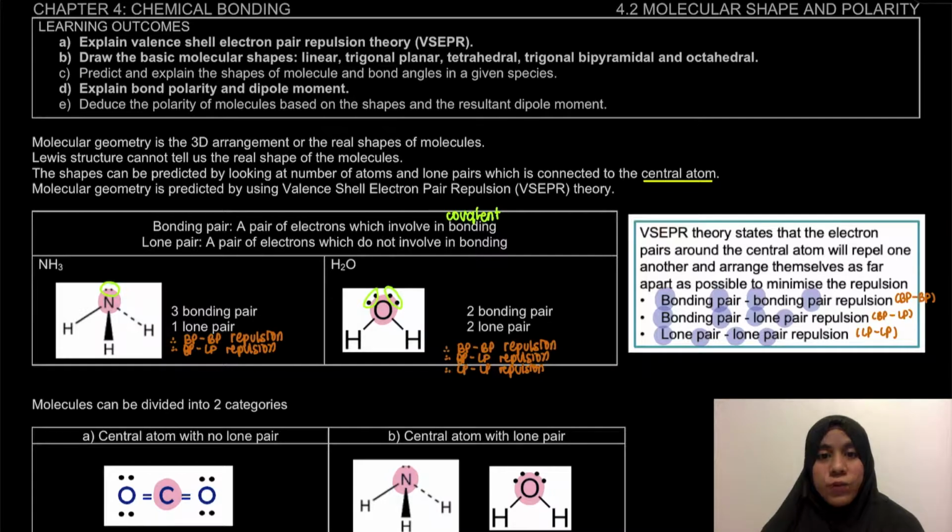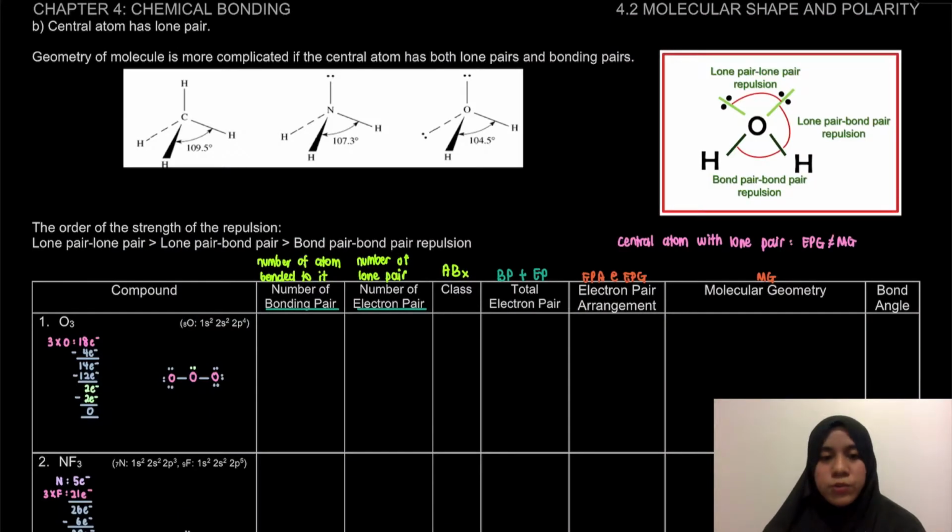Okay, so we have looked at the case for molecular shape where the central atom has no lone pair. In this video, what we're going to look at is when the central atom has lone pairs. On your notes, it will be on page 12. Here we mention that the geometry of a molecule is more complicated if the central atom has both lone pairs and bonding pairs.